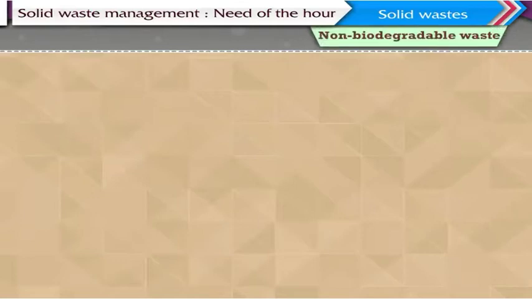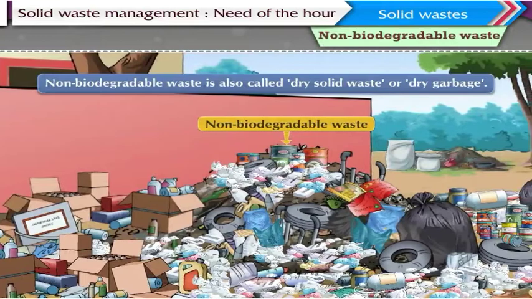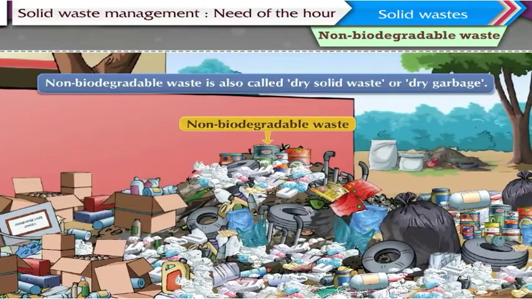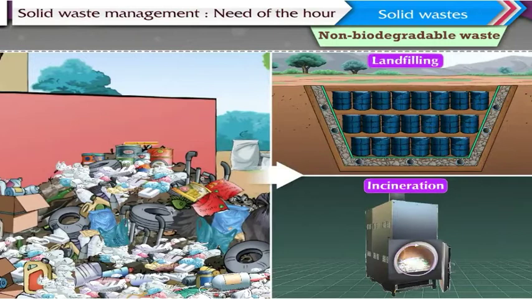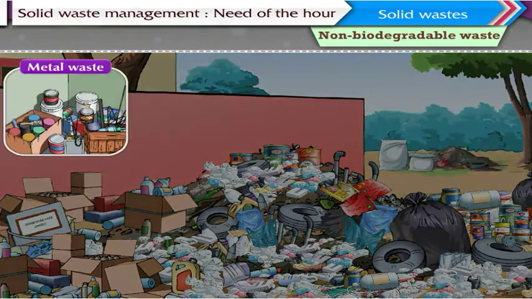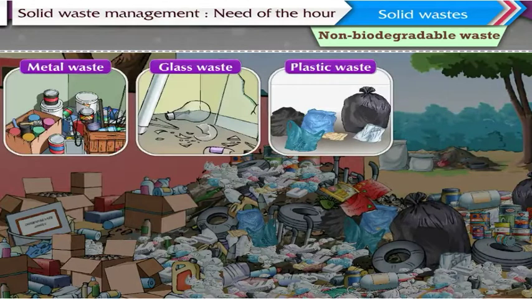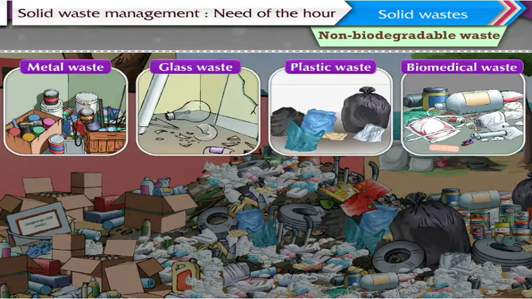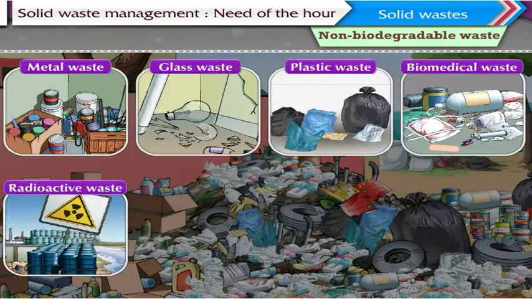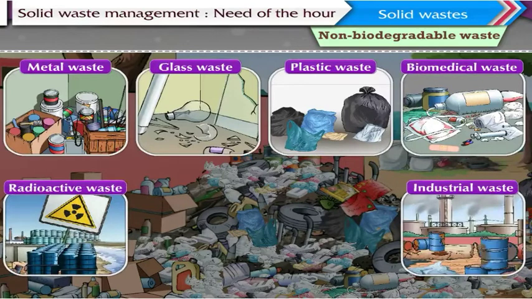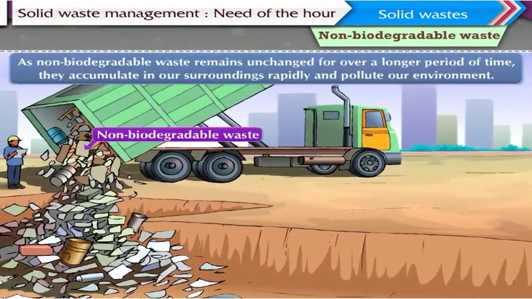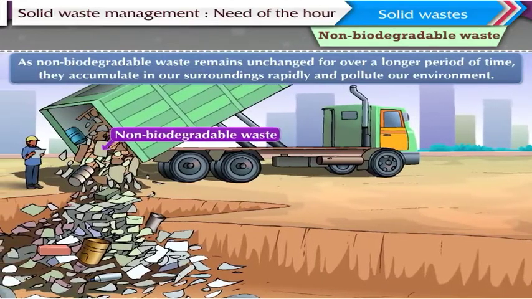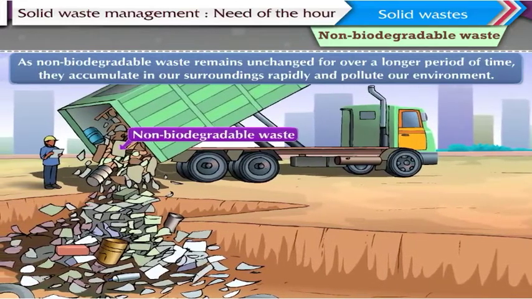Non-biodegradable waste. This type of waste is called dry solid waste or dry garbage. It is not easily degraded because it requires a very long period of time and the use of various techniques. Waste materials like metal, glass, plastic wastes, biomedical waste like bandages, gloves, needles, test tubes, radioactive waste, some industrial waste, etc. are all included under solid dry waste. As this type of waste remains unchanged for over a longer period of time, they accumulate in our surroundings rapidly and pollute our environment.